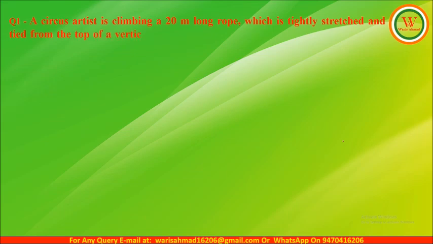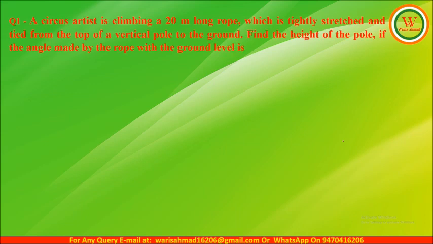Now let us see the very first question of exercise 9.1. A circus artist is climbing a 20-meter long rope which is tightly stretched and tied from the top of a vertical pole to the ground. Find the height of the pole if the angle made by the rope with the ground level is 30 degree.